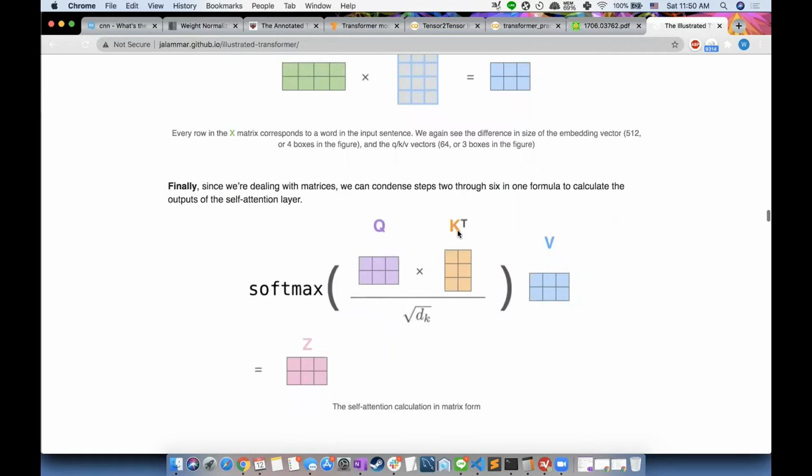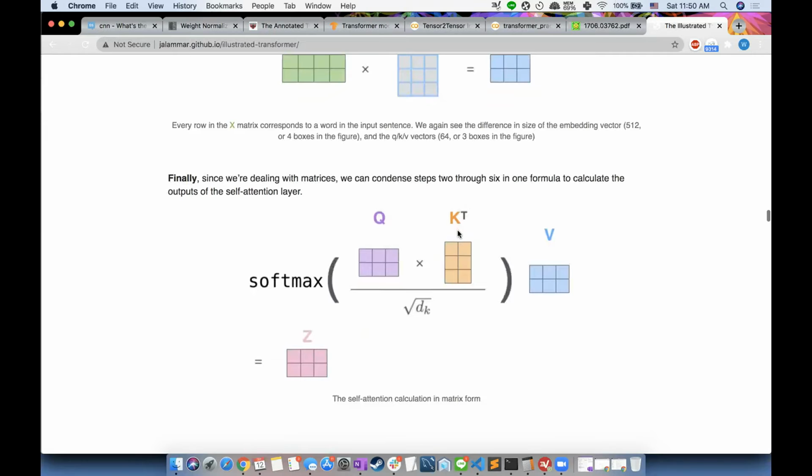Is Z the observed output? Z is the output. You see the equal sign. You do these calculations, then you get Z. Yes, but my question is how does it calculate these weights Q, K transpose, and V? Because if these weights have to be calculated, then the input and output both must be known, right?